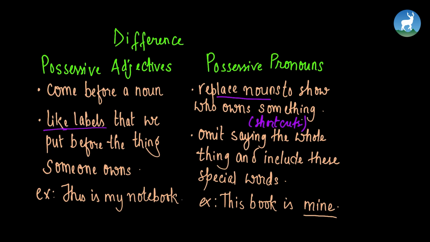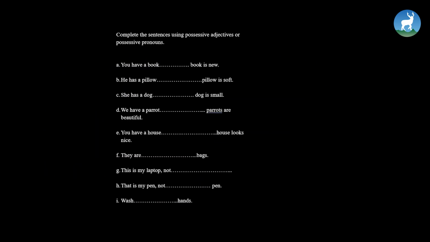Okay, let's move to the next part now. Here we have to complete the sentences using possessive adjectives or possessive pronouns. Let's start off. You have a book. Your book is new. He has a pillow. That pillow is soft. His. She has a dog. That dog is small. Her.